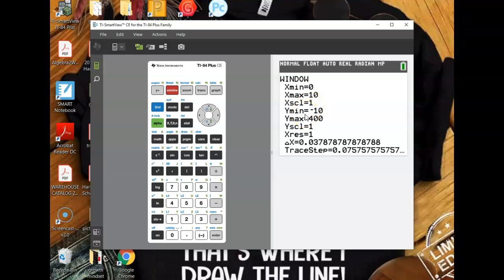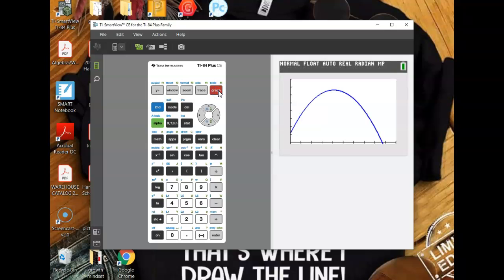The y min is the height. Now, there's no reason to have negative height. But at the same time, if I put 0 there, it kind of cuts off the bottom of my screen. So I usually leave a little bit of negative. And I went 400. Now, if I had to count from negative 10 to 400, I'd probably count by 50s or something. So if you wanted to put a scale of 50, you could. I don't usually bother to mess with the scale. Okay, but do you see if I'm counting by 50s, this is starting a little bit above 50.